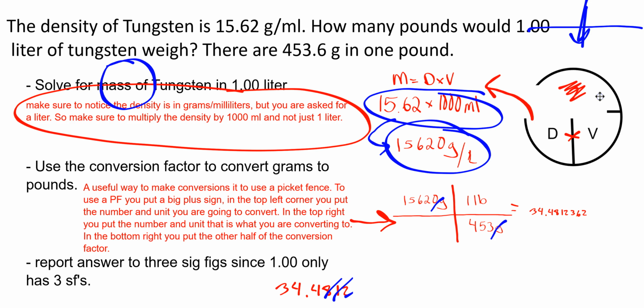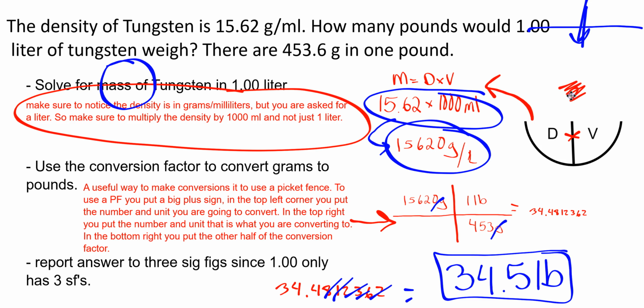So, I got a bunch of squares all over the place. So the answer was 34.4812362, which is ridiculous. We make sure and report using significant figures. So that's what we did here. I crossed everything out to the last digit, and then I round based on that 8. That 8 made the 4 go up, so my answer is 34.5 pounds.